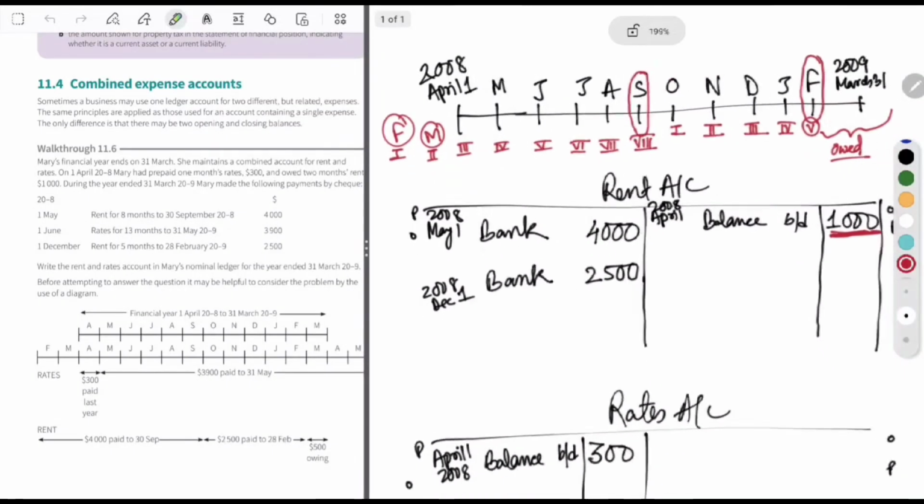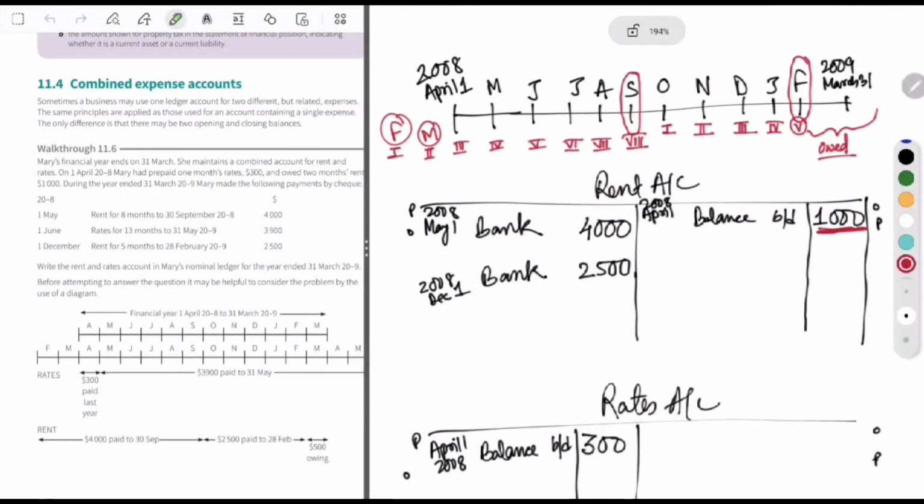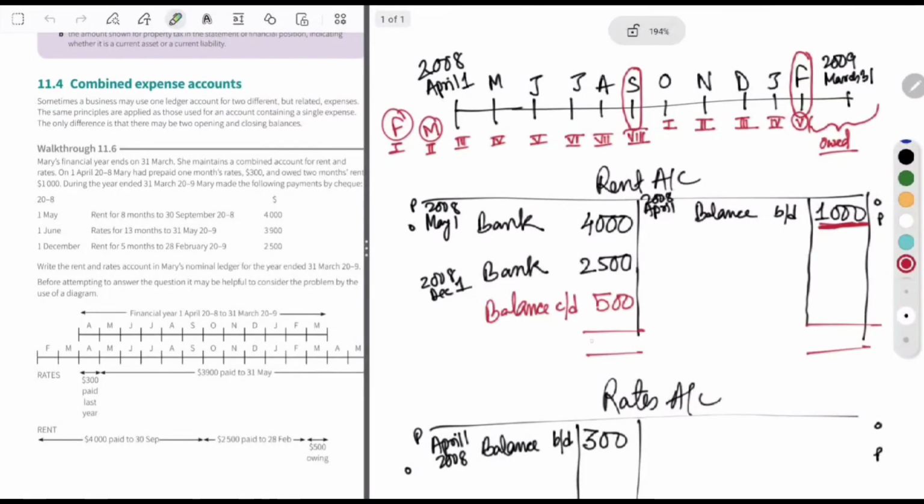So whenever we have owed, where do we write down? We write down here. So here we write down balance, carried down. What is the amount of rent? Rent for 1 month. For 1 month it is $500. So we write it as $500. Total both the sides. 4 plus 2, 6. This will be your $7,000. This is going to be your $7,000.